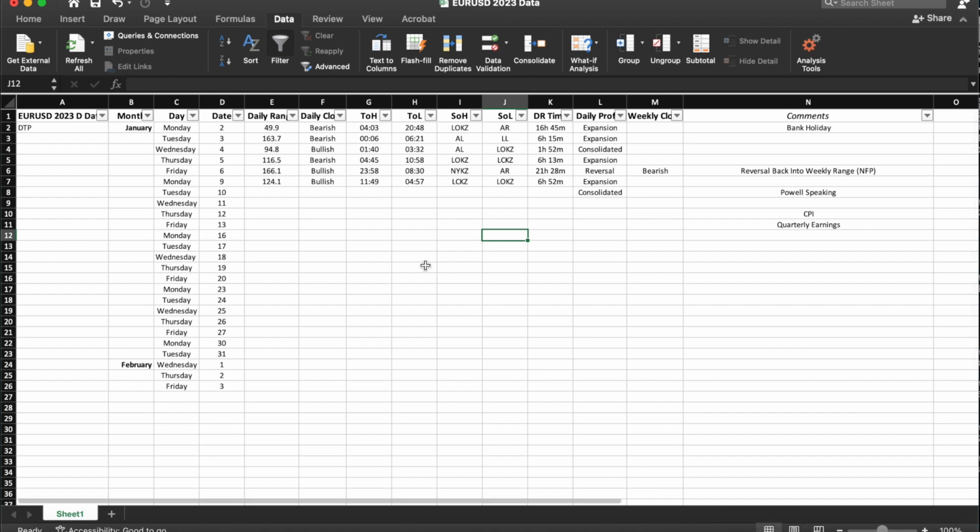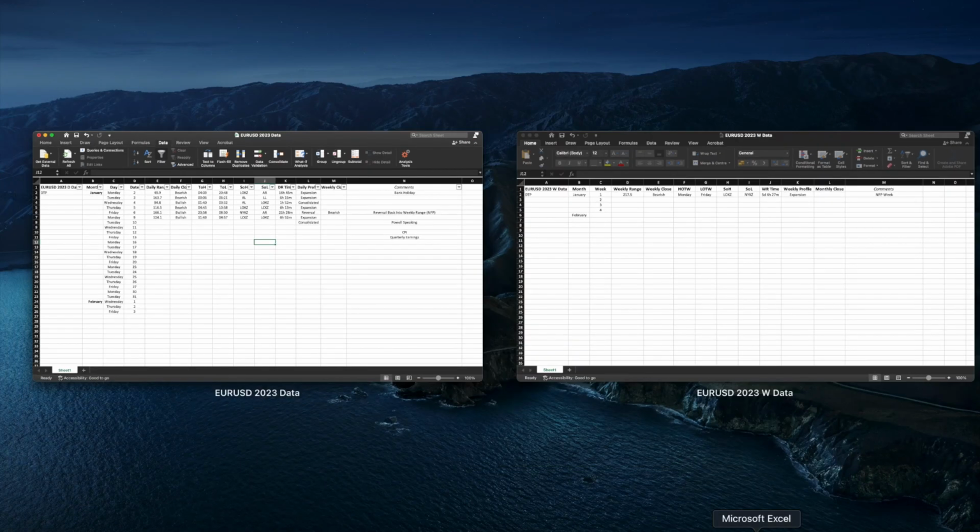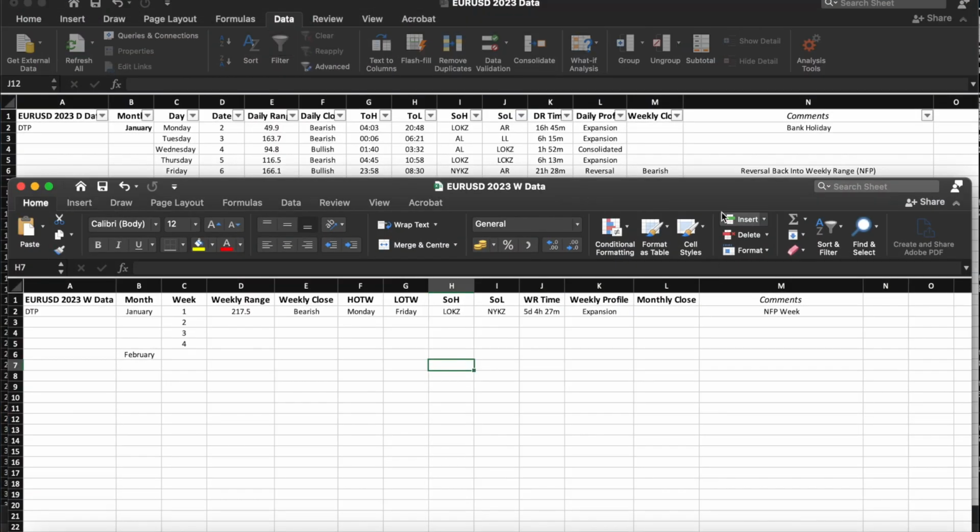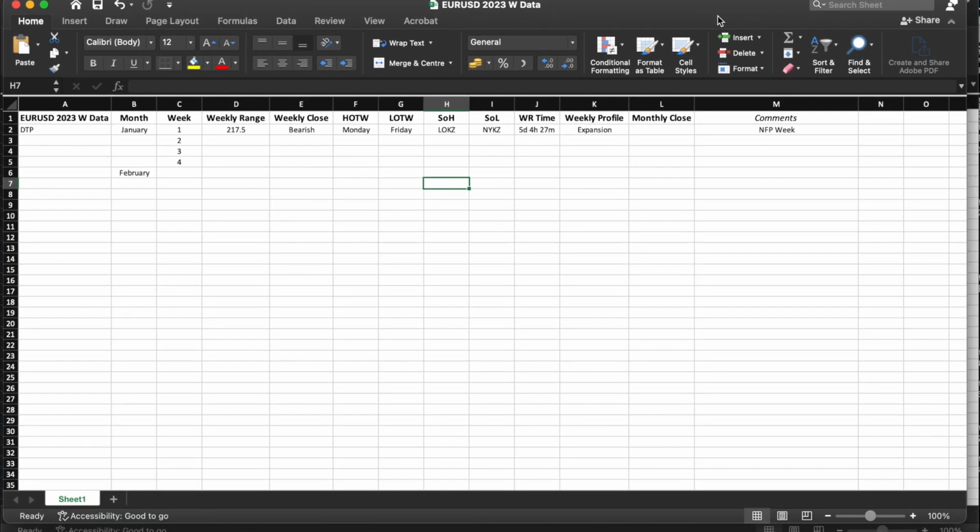Now, bear in mind, this is one spreadsheet. This is for my daily data. I've explained everything I'm looking at, right? Same way, make comments, everything. Everything here should now make sense to you guys. We can then look at the weekly data. So very similar, nothing crazy.